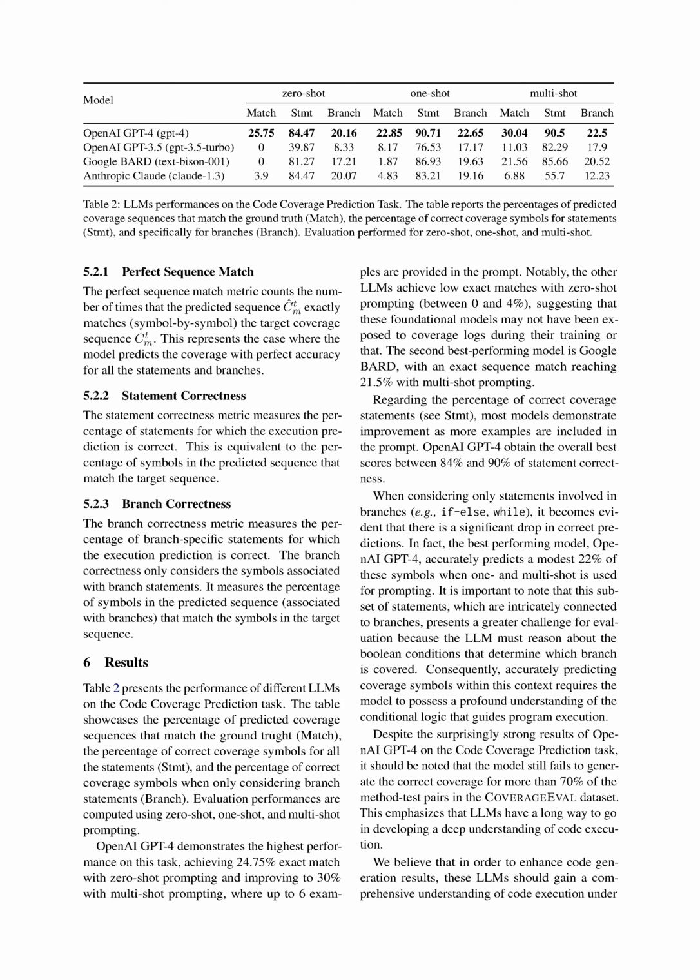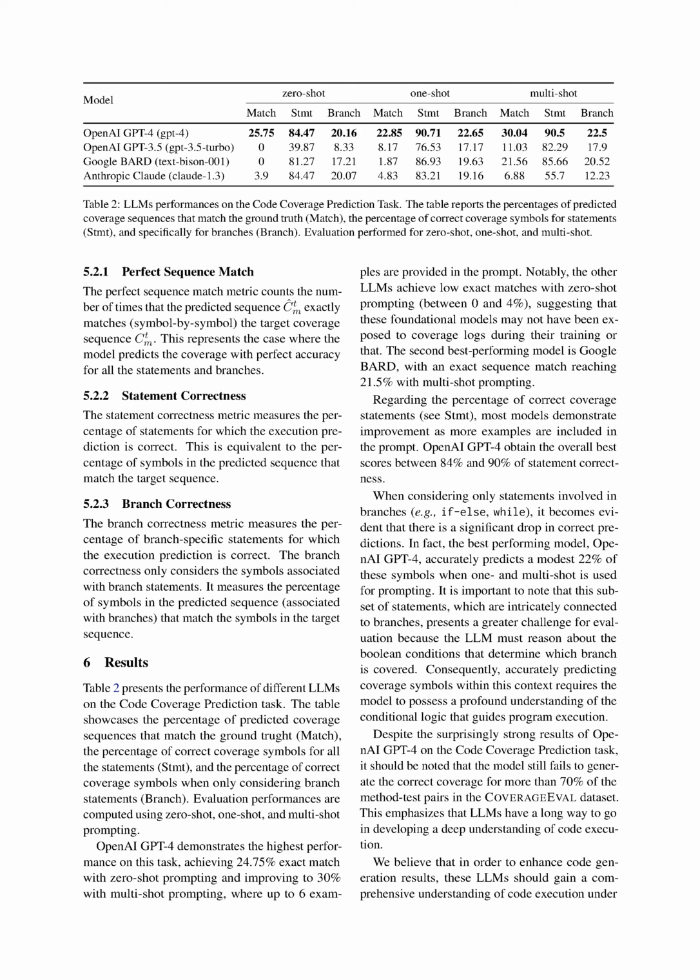Next, we consider statement correctness. This metric calculates the proportion of statements where the execution prediction is correct. In other words, it's the percentage of symbols in the predicted sequence that match the target sequence. We also measure branch correctness. This metric calculates the proportion of branch-specific statements where the execution prediction is correct. It only considers the symbols associated with branch statements and measures the percentage of these symbols in the predicted sequence that match the target sequence.